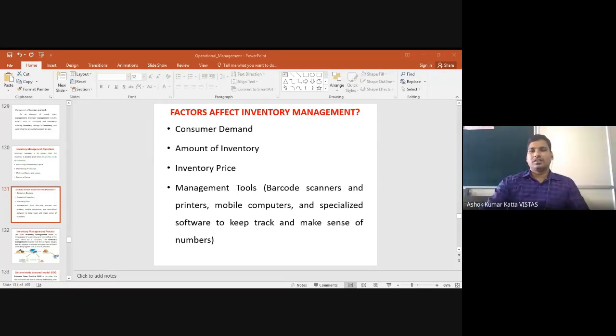So sometimes you will understand that the prices are going to increase by next month. You know that information and you will buy a huge quantity of material today itself. So inventory prices also we need to be observing.